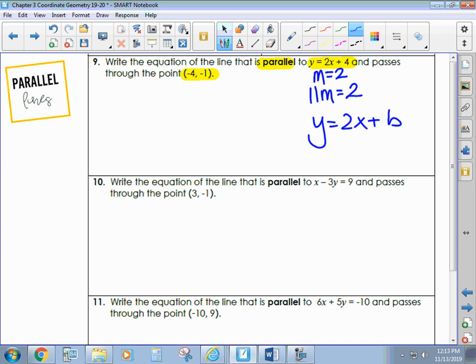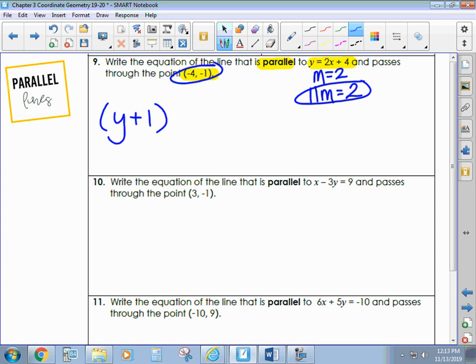What is the slope of the line that we want for our new line? 2. And they gave me a point. So can I just write y plus 1 equals 2 times x plus 4? Done. That's it? I don't have to figure out what b is because I'm not writing it in slope intercept form. I'm writing it in point slope form.